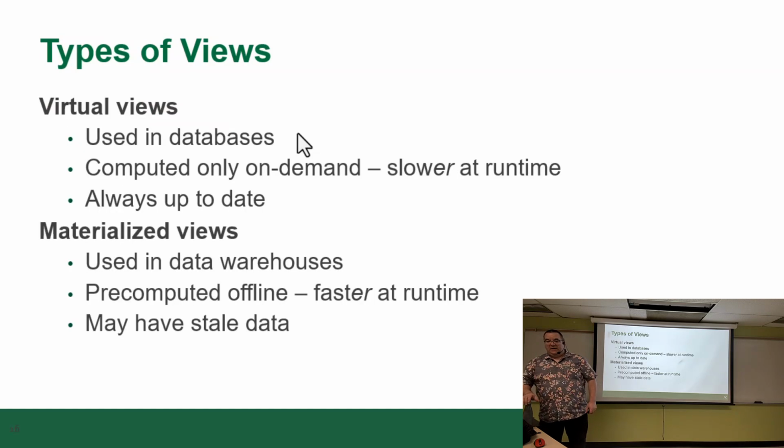reasons. So there's two kinds of views. You guys last semester learned about virtual views. So those are used in databases, obviously. They're computed on demand, which means you select star from whatever view. It runs the underlying query right away. It's slower, but it's always up to date.